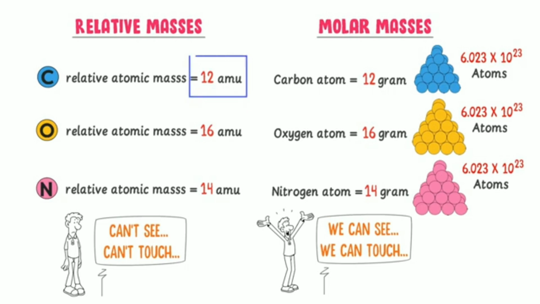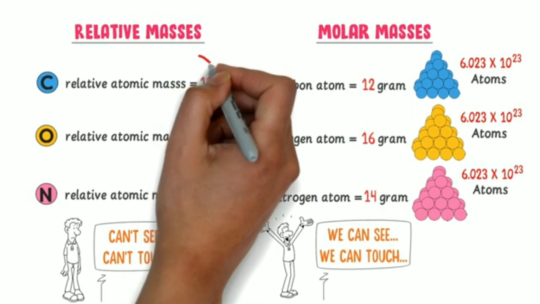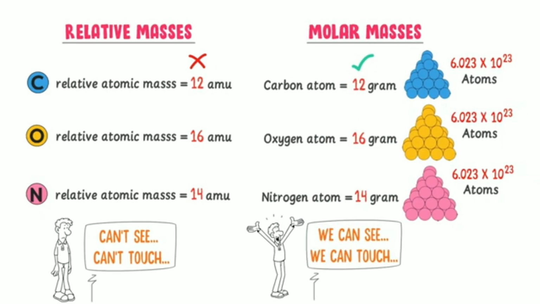Thus 12 AMU, 16 AMU and 14 AMU are relative atomic masses, while 12 grams, 16 grams and 14 grams are molar masses or gram atomic masses. Therefore, note it down that to study the mole concept, we do not consider relative masses. We always play with molar masses. Here, let me clear the biggest confusion of students.